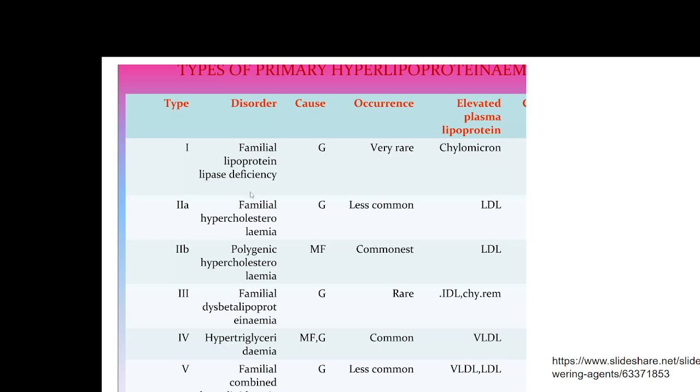and type 5. Type 1 is familial lipoprotein lipase deficiency, which is rare, and the plasma lipoprotein is mainly the chylomicron itself presented in the plasma, a very rare condition where the fat would not be digested properly, and improperly digested fat will be entering into circulation. Familial hypercholesterolemia is another condition with known genetic factors, and comparatively it's less common, where the patient may have a high LDL level, and the other fat levels may be normal.